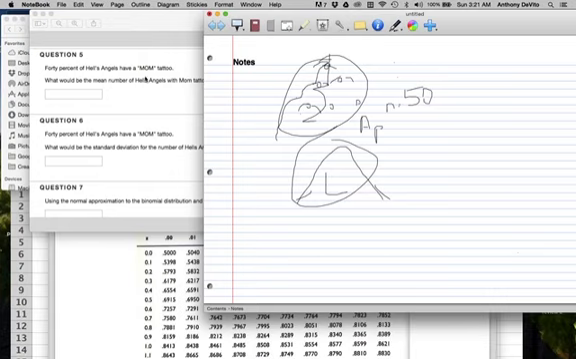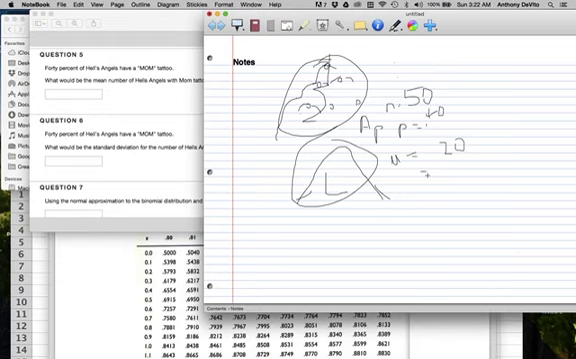If 40% of Hell's Angels have mom tattoos, in other words the probability equals 0.40, then the most likely outcome is that 20 out of the 50 will have tattoos. That's 40% of 50. So the mean outcome, the average number of bikers with mom tattoos if I did this over again, is going to be equal to 20.